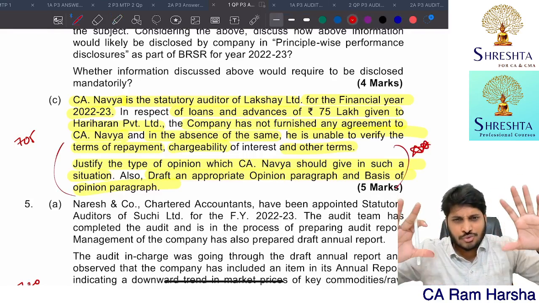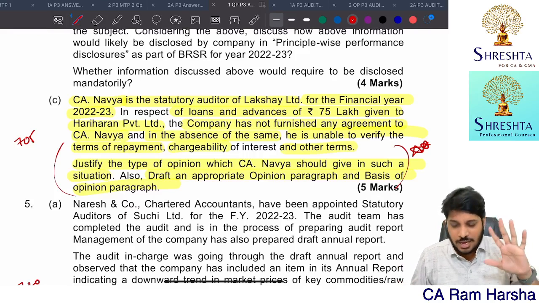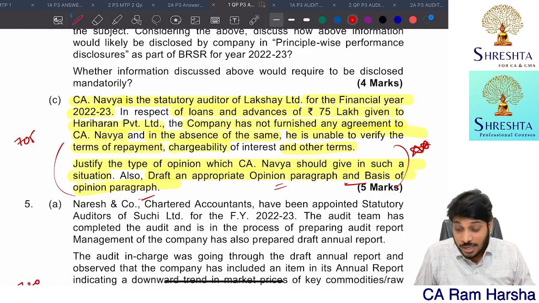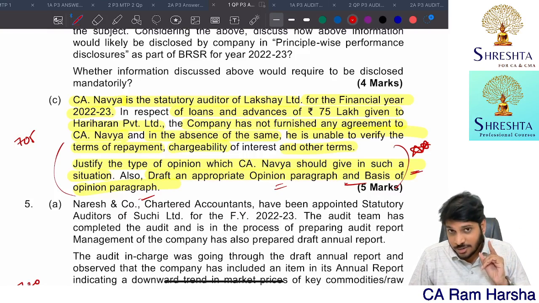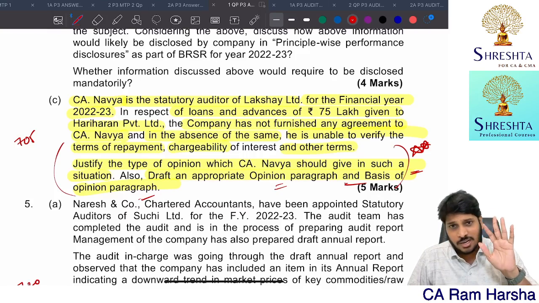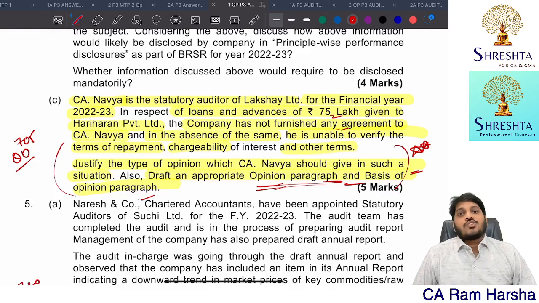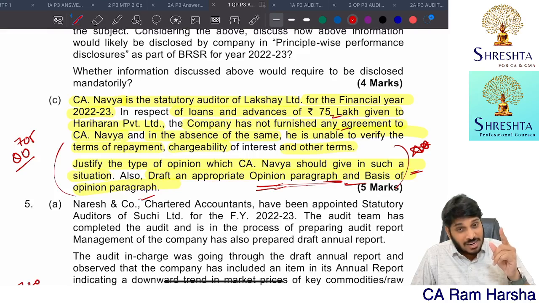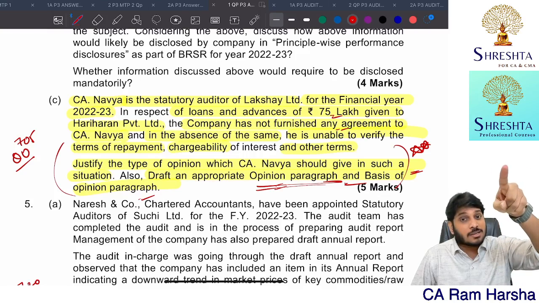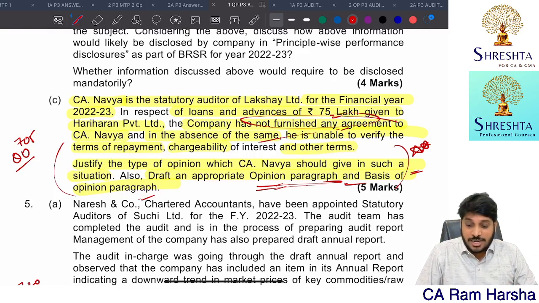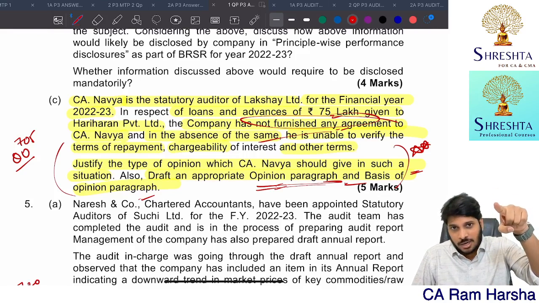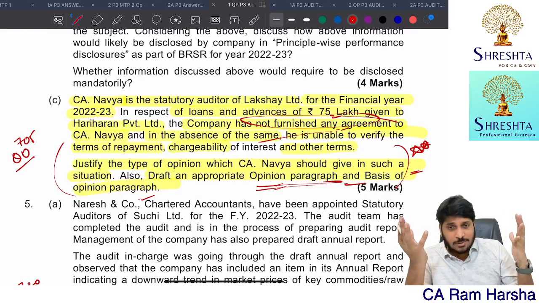Very few students mocked me saying, why are you discussing opinion paragraph drafting? Many times this kind of questions were asked in CA exams, but nobody recognizes it. They are asking for drafting. See, 75 lakhs worth of related evidence you did not get. You have to give a qualified opinion. So in our opinion, to the best of our information and according to the explanation given to us, except for the possible effect of the matter described in the basis for qualified opinion section of our report, the financial statements are showing a true and fair view. Here you should write possible effect because you did not get evidence.